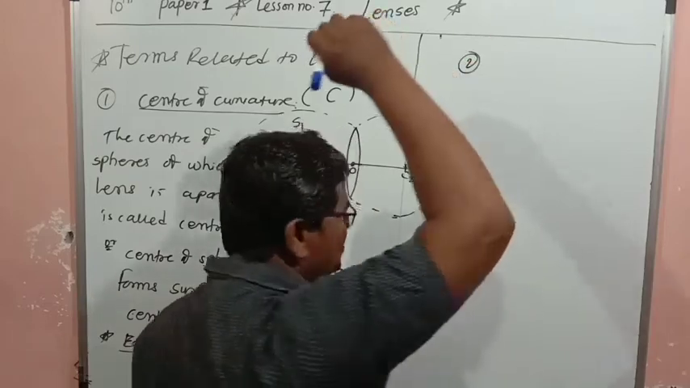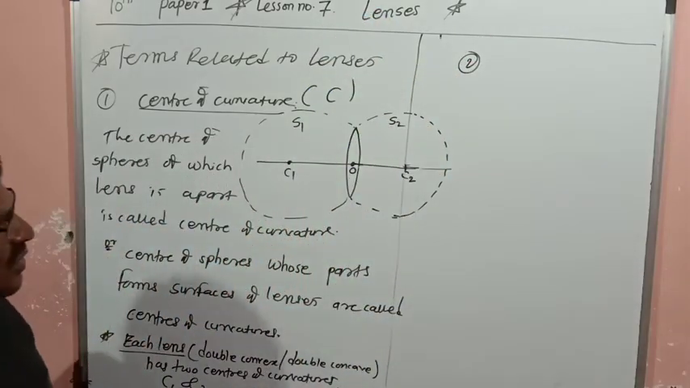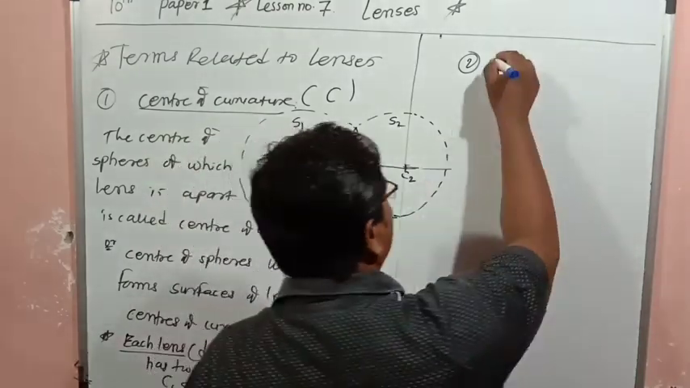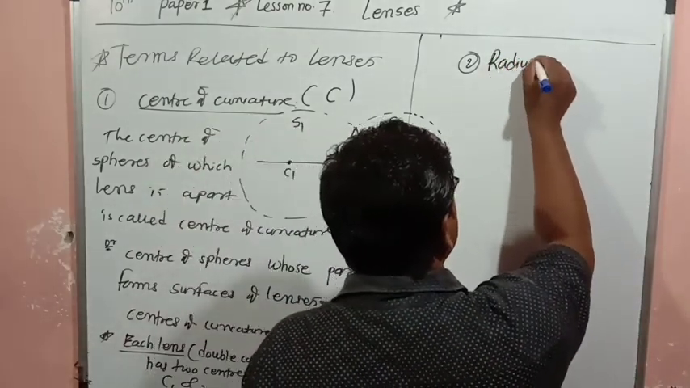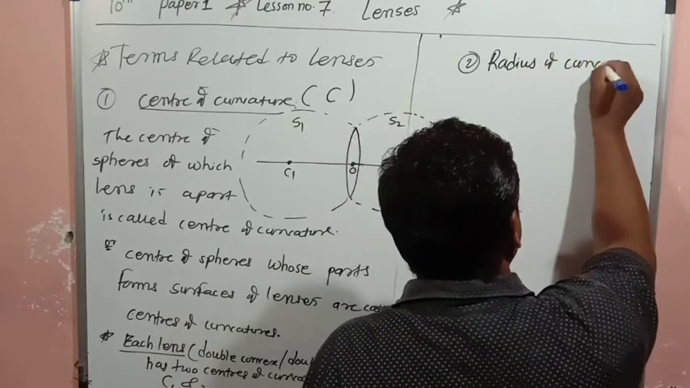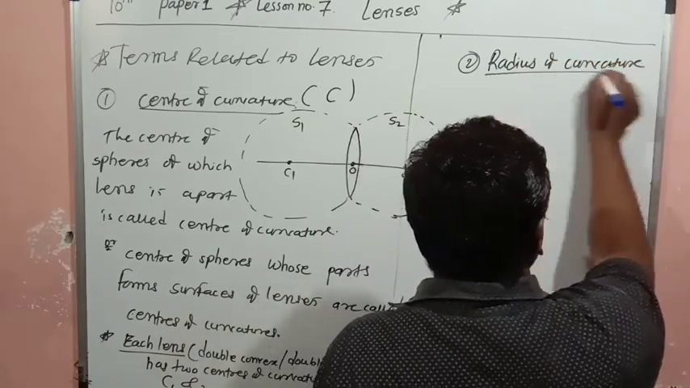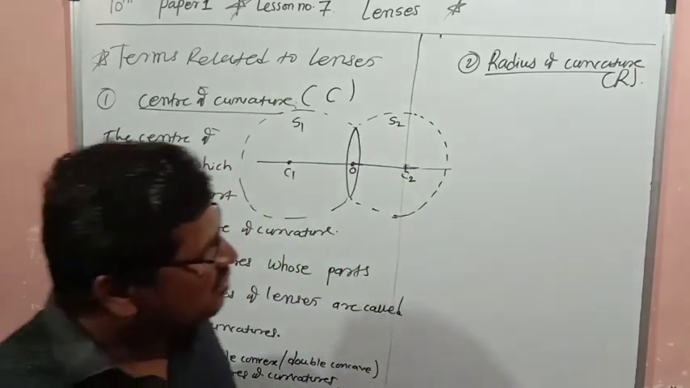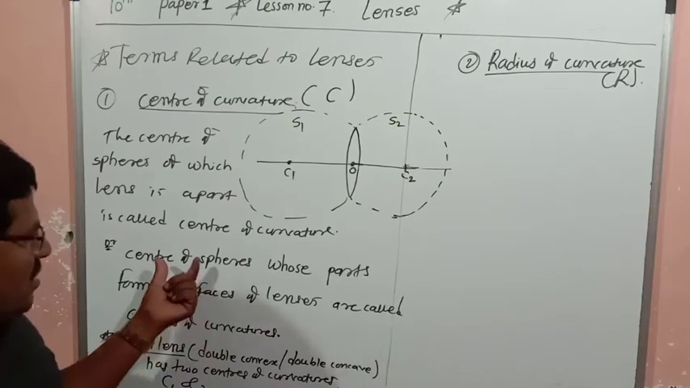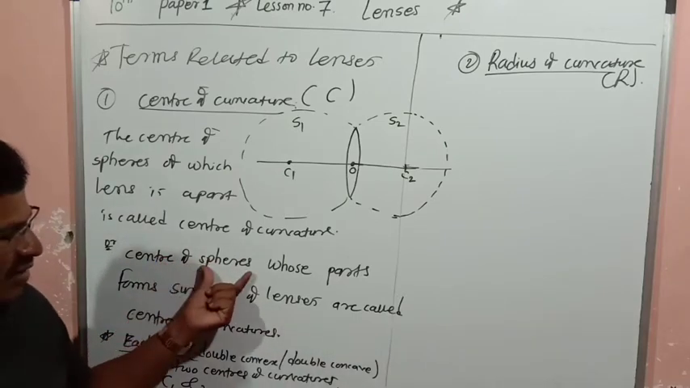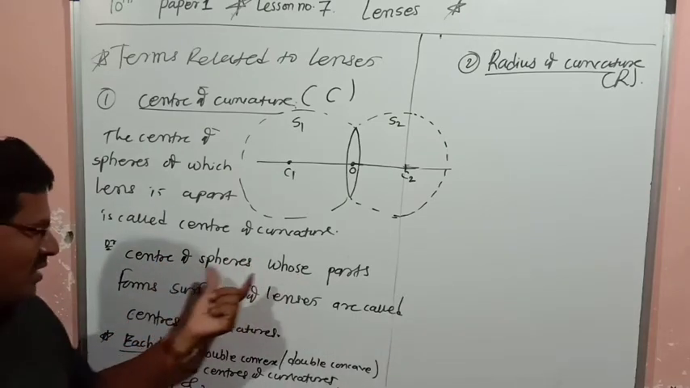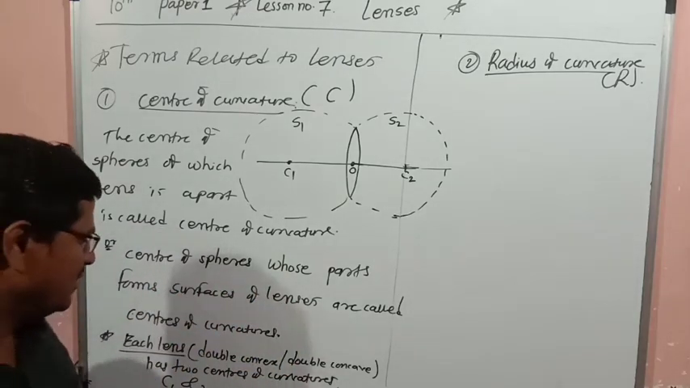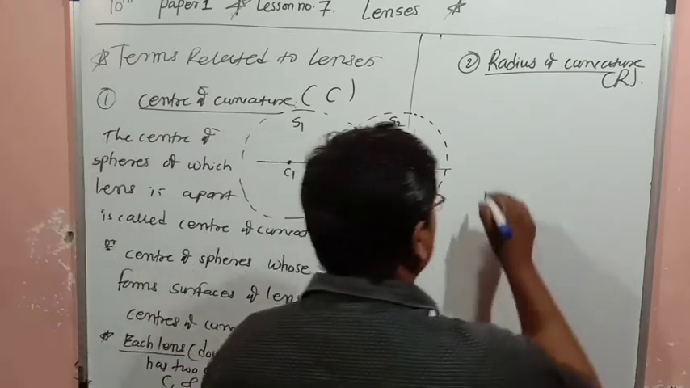Then the second term is radius of curvature, and it is denoted by the capital letter R. The same definition applies. The radii of spheres whose parts form the surfaces of the lenses are called the radii of curvature.